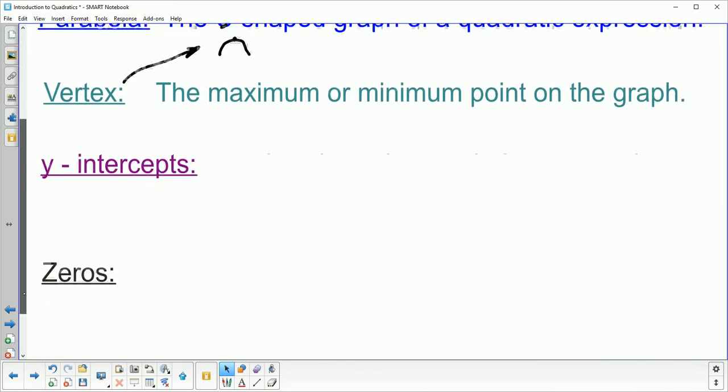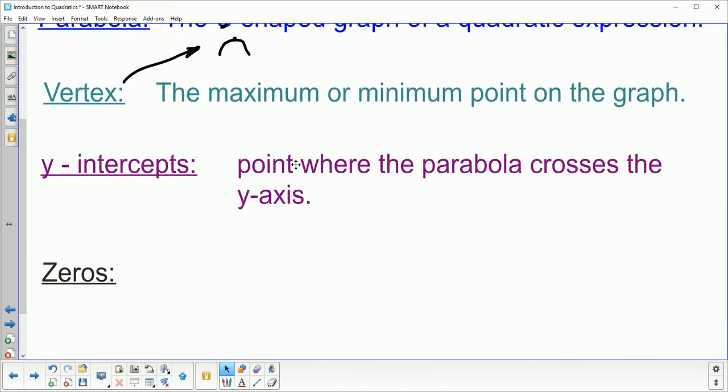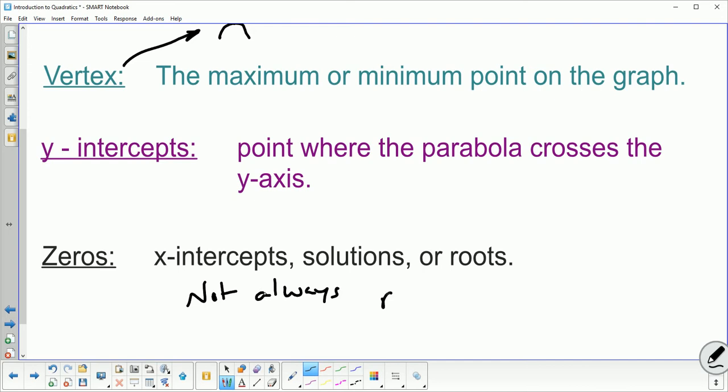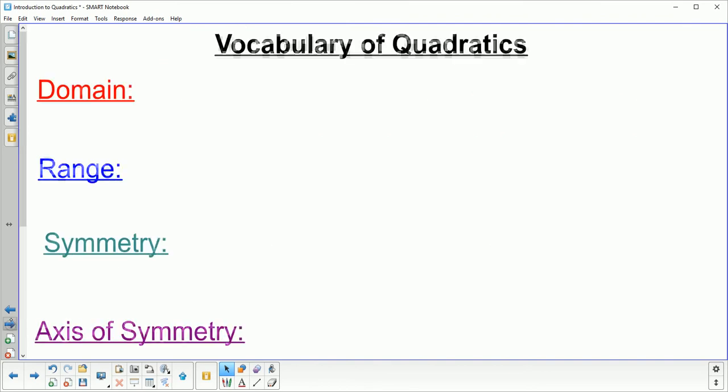So one of those is your vertex. And then y-intercepts is nothing new for us. It's just the point where the parabola crosses the y-axis. There will always be a y-intercept. And then we've talked about zeros, which are also called the x-intercepts, or sometimes you hear them referred to as the solutions or the roots. And there's not always this. Okay, so we don't always have a zero or an x-intercept. We do always have a y-intercept.